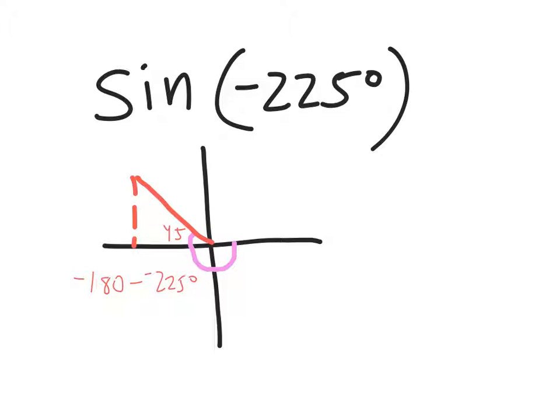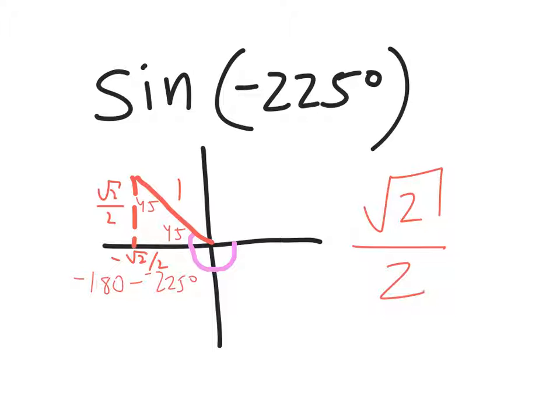So this is a 45, 45, 90. We're in the unit circle, so the radius is 1. And both sides then are square root of 2 over 2. But the x will be negative because we're in the second quadrant. And so sine of negative 225 degrees is going to be the y value. So sine of negative 225 degrees is square root of 2 over 2.